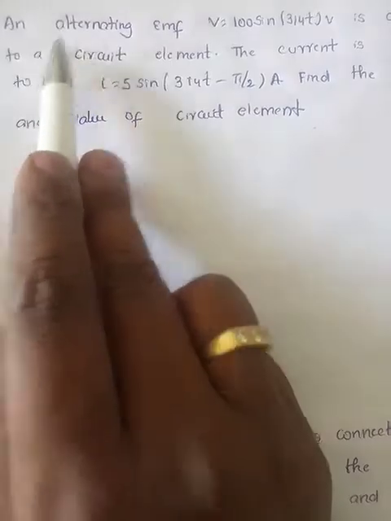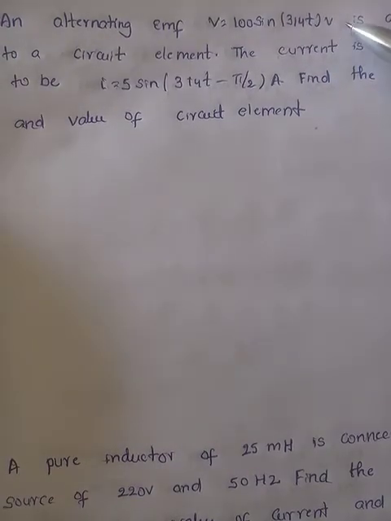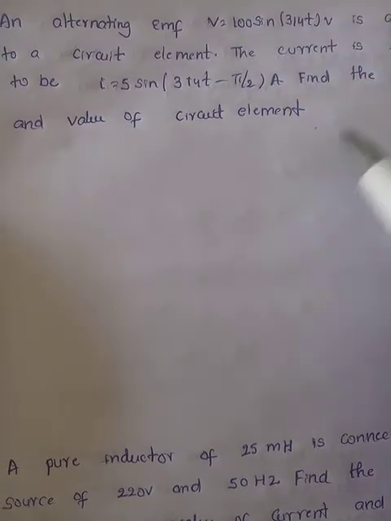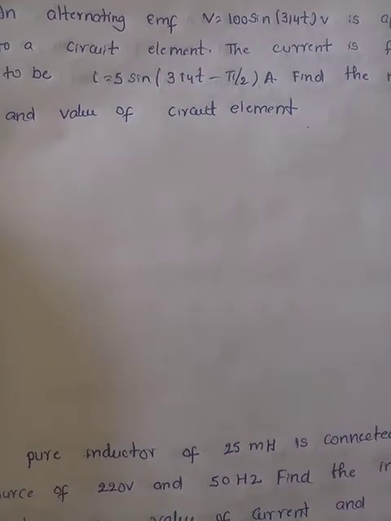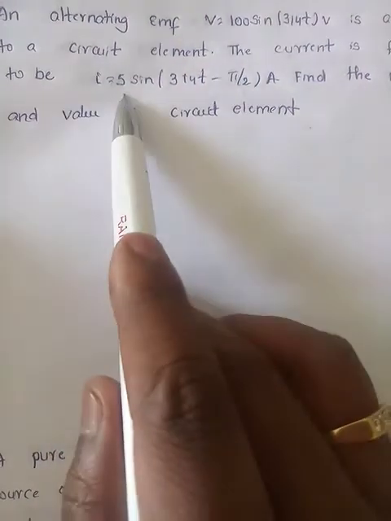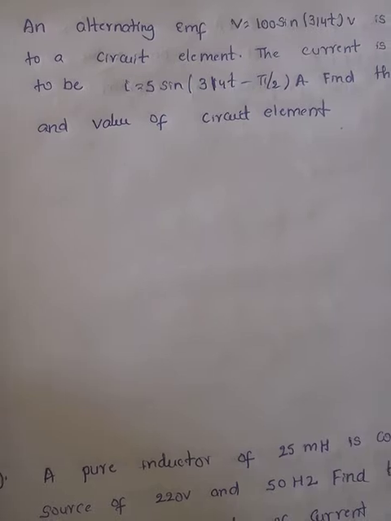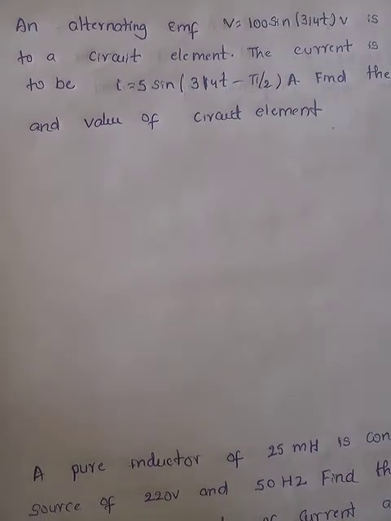An alternating EMF of V equals 100 sin 314t volts is applied to a circuit element. The current is found to be I equals 5 sin(314t minus pi by 2) amperes. Find the nature and value of the circuit element.